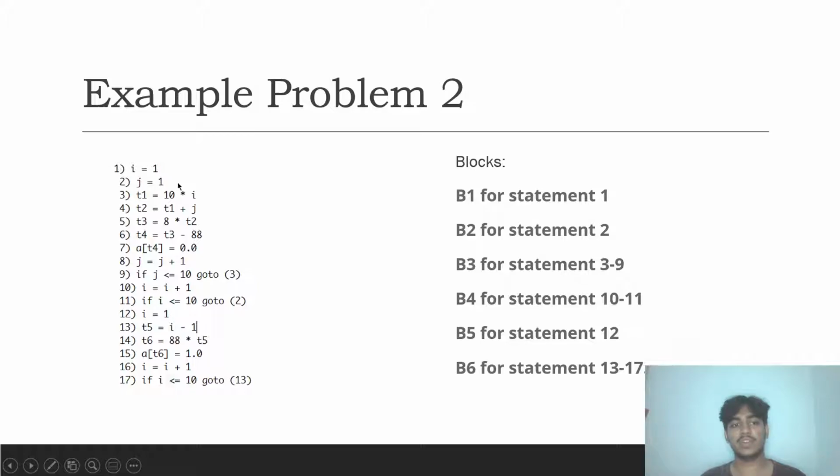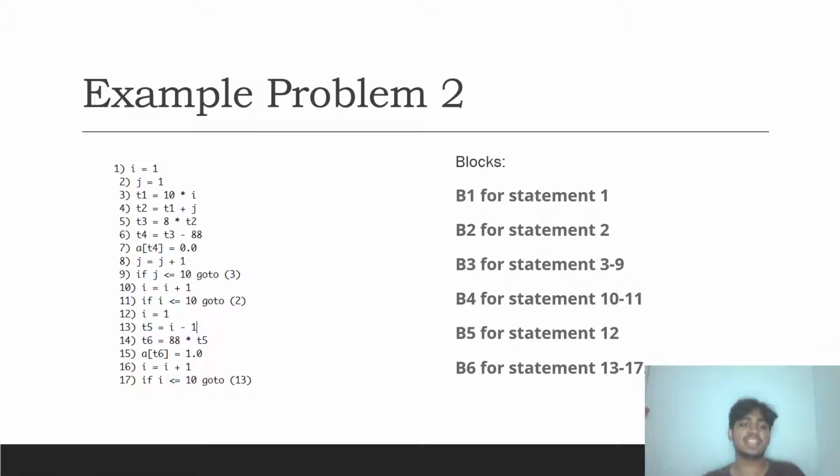Statement 2, j equal to 1, is also a leader statement because the flow of control is directed over here. Third statement right here: if j less than or equal to 10, go to 3. So 3 also becomes a leader statement. Then we keep looking: if I less than or equal to 10, go to 13. Statement number 13 is also a leader statement. And now we have to apply the third rule.